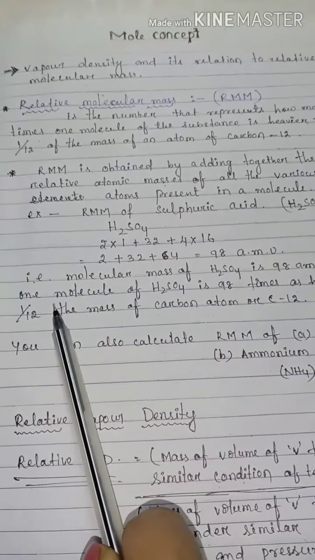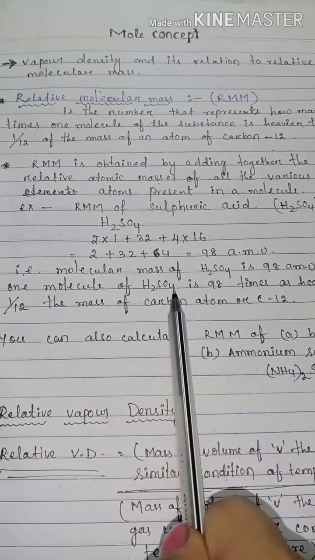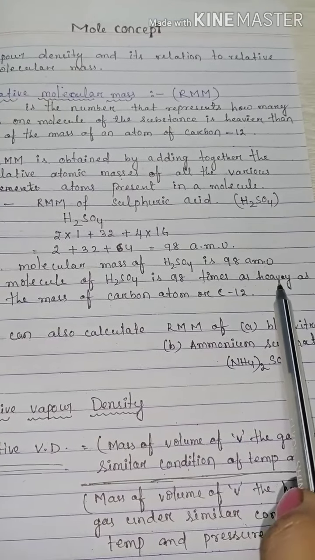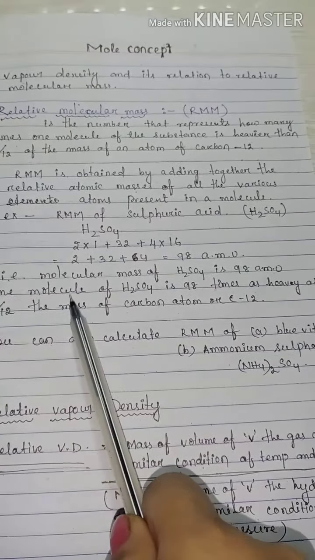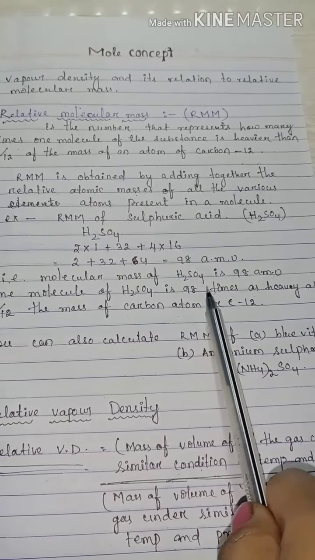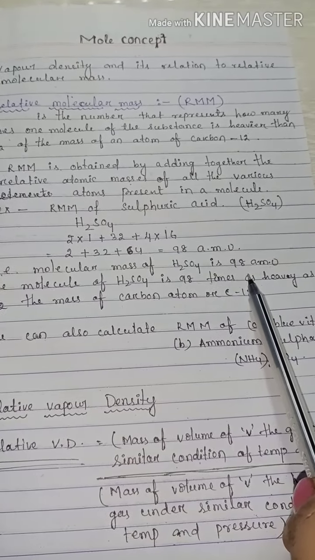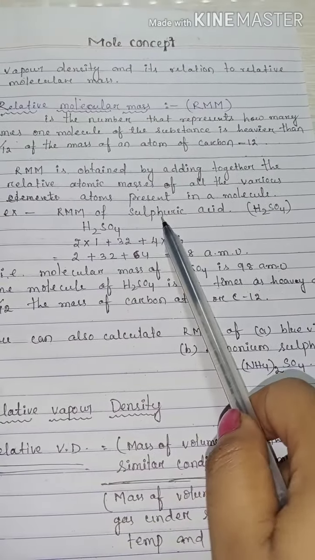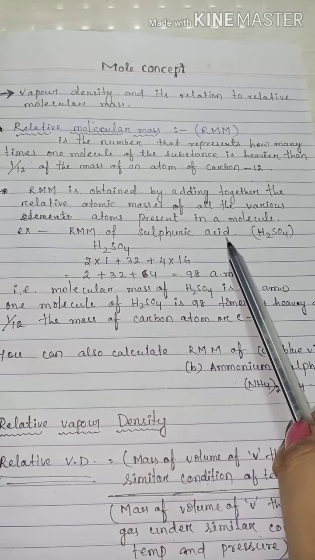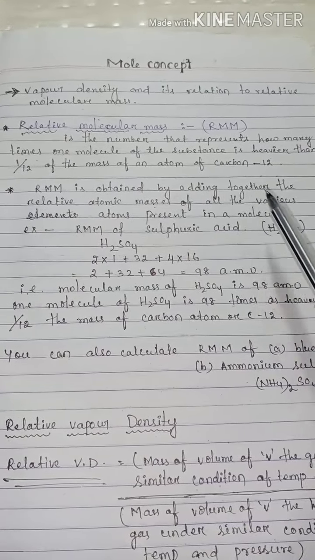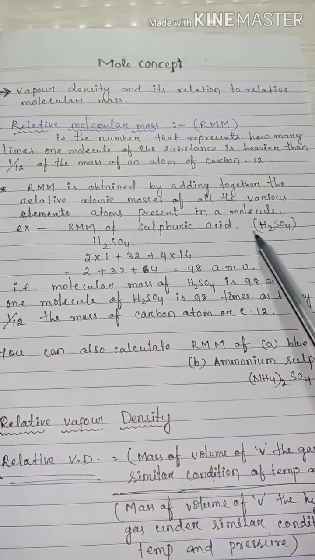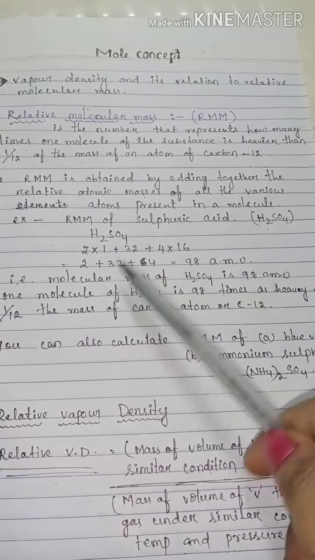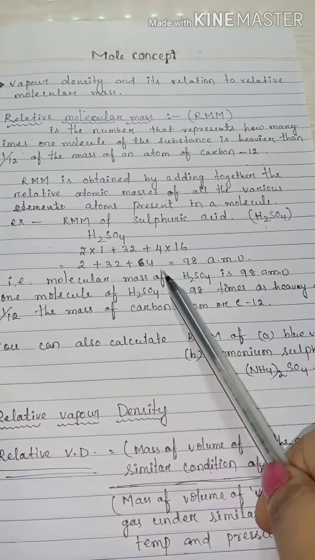What does this mean? It means that one molecule of sulfuric acid is 98 times as heavy as 1 by 12 the mass of a carbon 12 atom. Can you understand? Whenever we have to calculate the relative molecular mass of a molecule or a compound, it should be compared with 1 by 12 the mass of the carbon atom. So it can be calculated in this form.